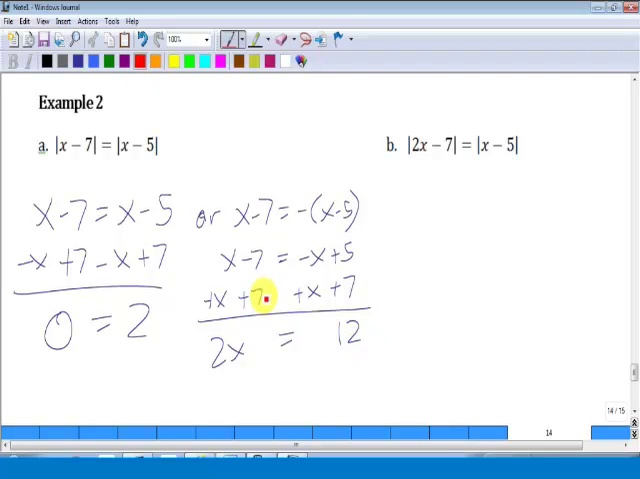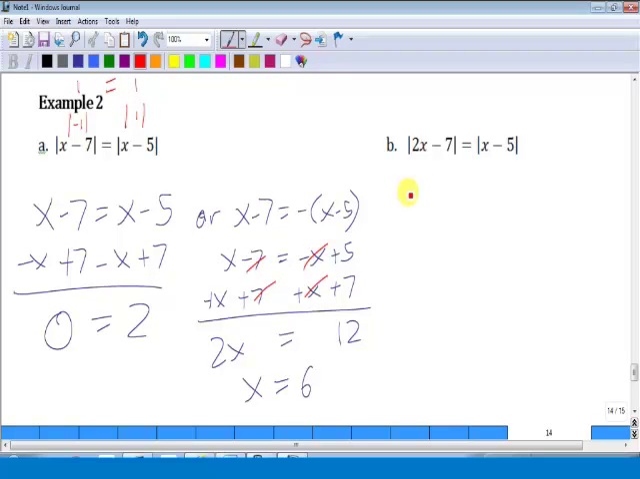Is 6 going to work here? What if we take 6 and substitute it for x on both sides? Does it make the equation true? 6 minus 7 is the absolute value of negative 1. 6 minus 5 is the absolute value of positive 1. Now, negative 1 does not equal 1, but they have the same absolute value. So that works.